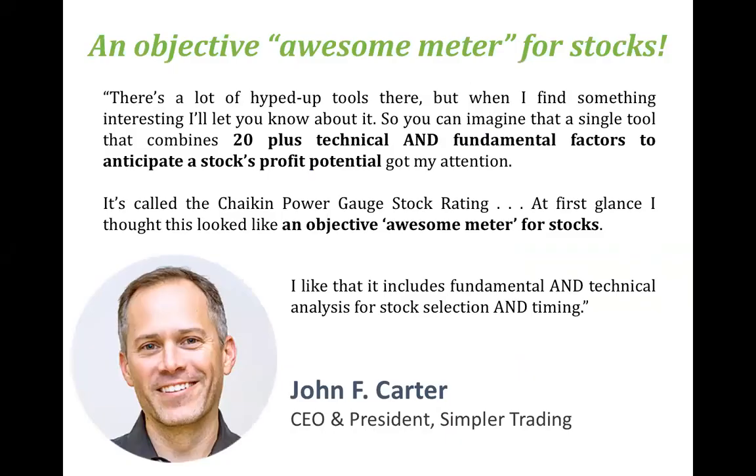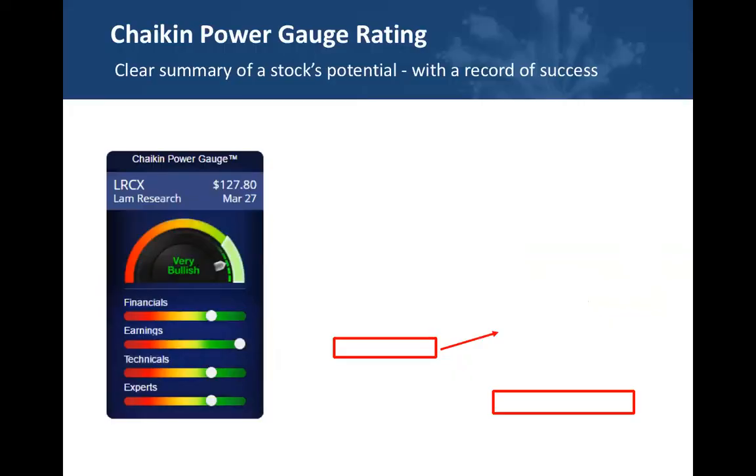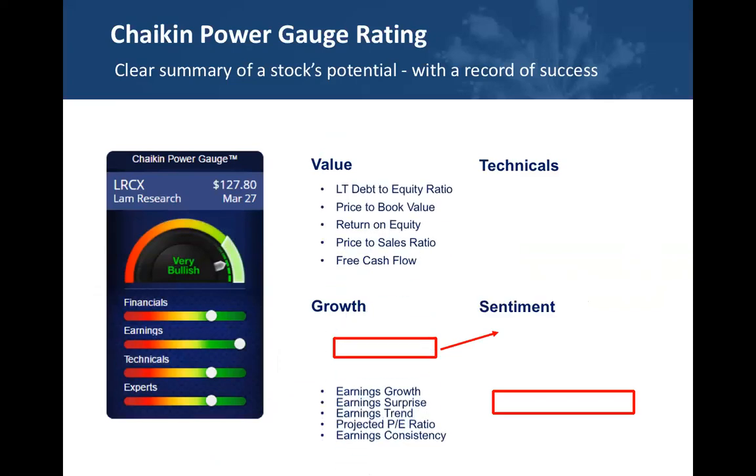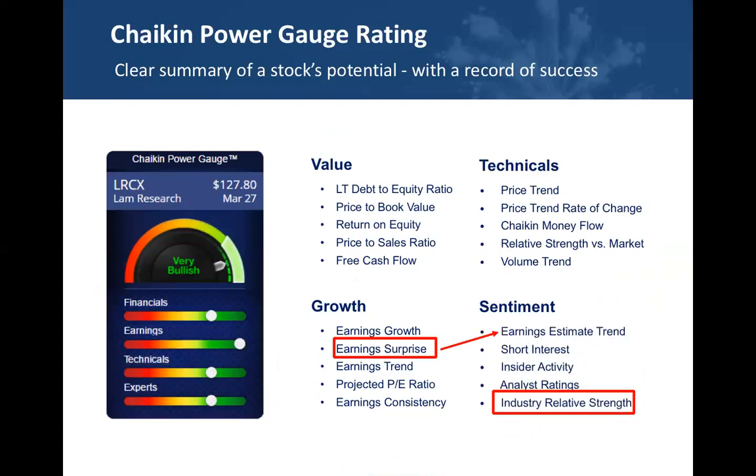Now, John Carter, who's maybe one of the best pure traders I've ever met and has been a partner of Chaikin Analytics, Simpler Trading, gave us this wonderful shout out. He said the Chaikin Power Gauge rating is an objective, awesome meter for stocks, combines 20 plus technical and fundamental factors to anticipate a stock's potential. Now, what got John so excited over 2 years ago about the Chaikin Power Gauge? Well, there are 4 primary factors that look at value, growth, technical, and sentiment inputs. And within each of those 4 primary factors, there are 5 sub-factors.